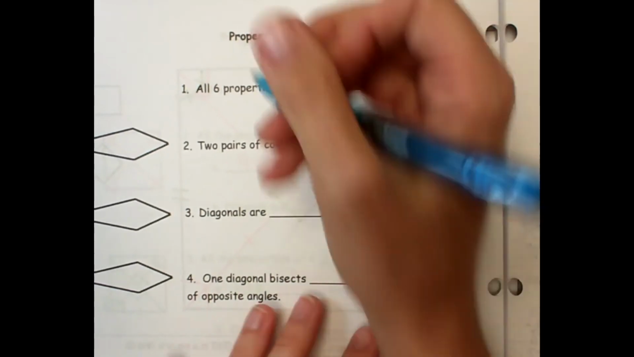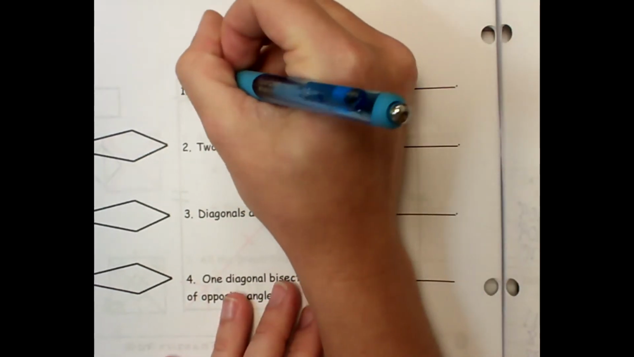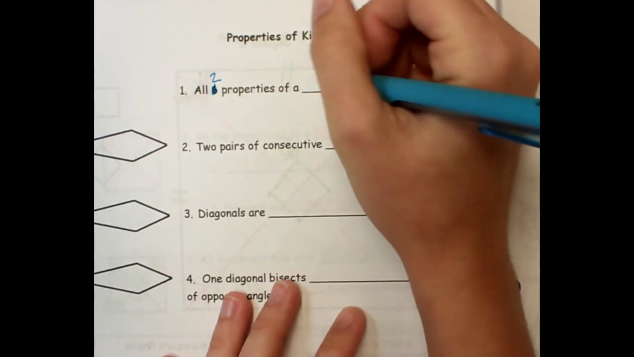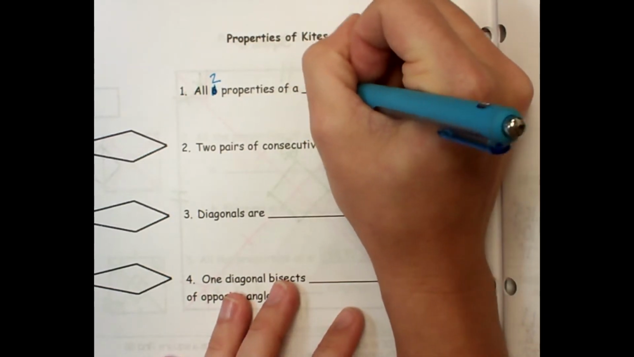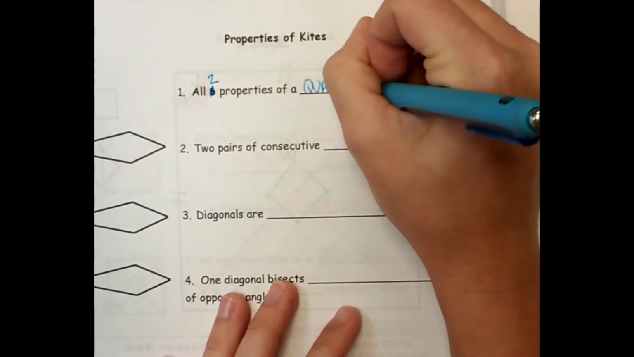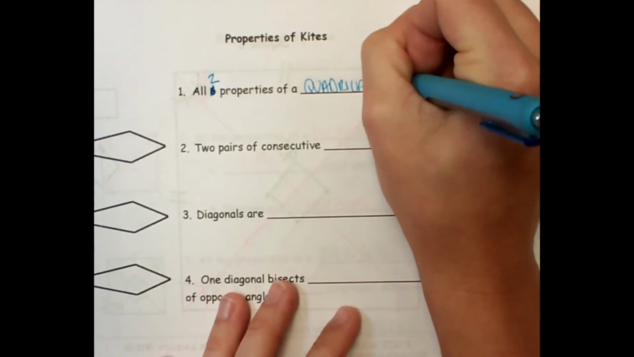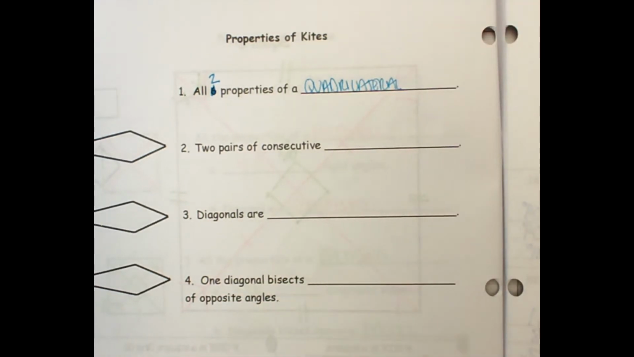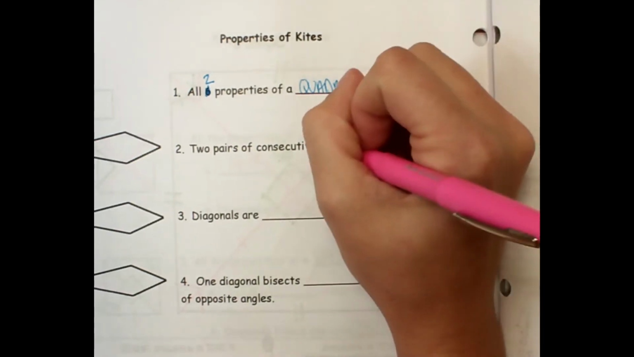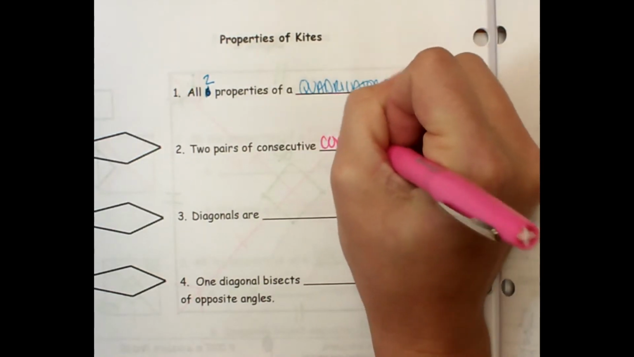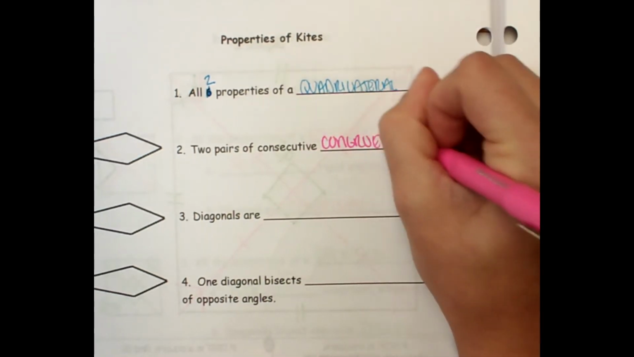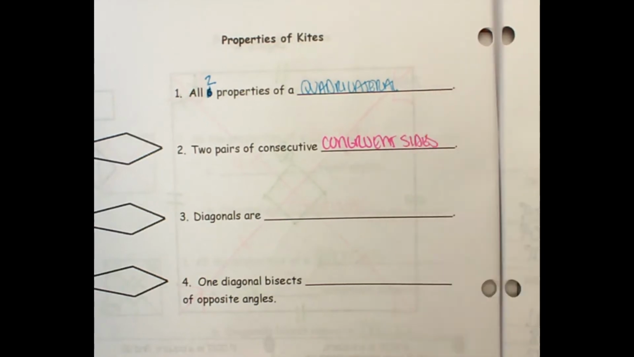So if we turn the page and open our book up to properties of kites, before we move on, you need to fix a little typo. Instead of 6, it's 2, because it has 2 properties of the quadrilateral. And then to start the properties of the kite that are specific to it, it has 2 pairs of consecutive congruent sides.